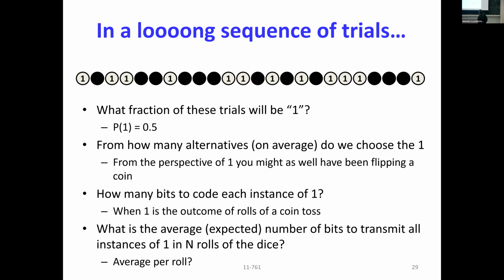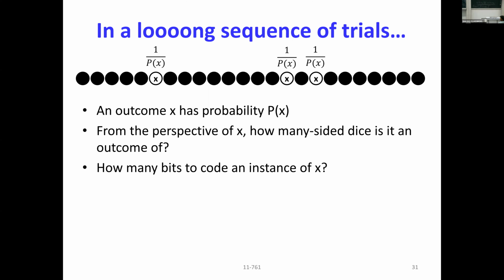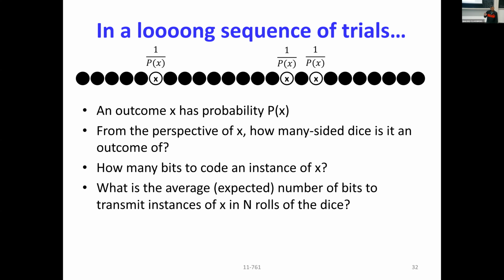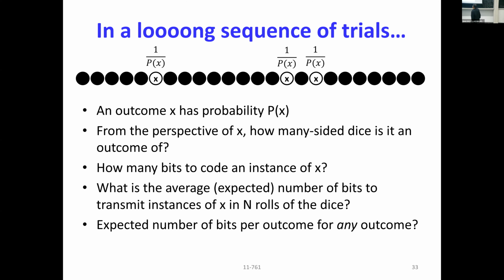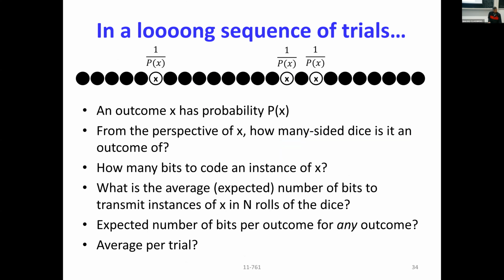Okay. And so, in general, an outcome X has probability P of X. From the perspective of P of X, how many sided dice is it an outcome of? It has to be 1 over P of X, right? And how many bits to code an instance of X? It's going to be n times P of X times log of 1 over P of X. So expected number of bits per outcome for any outcome is going to be just P of X times log of 1 over P of X. You average this over all the outcomes, you end up with the formula, right? So that gives us the famous formula for entropy.